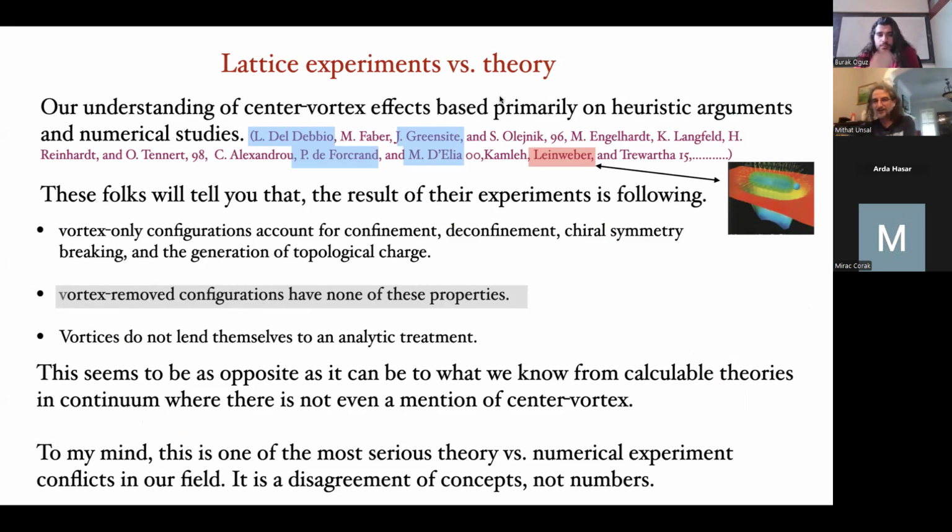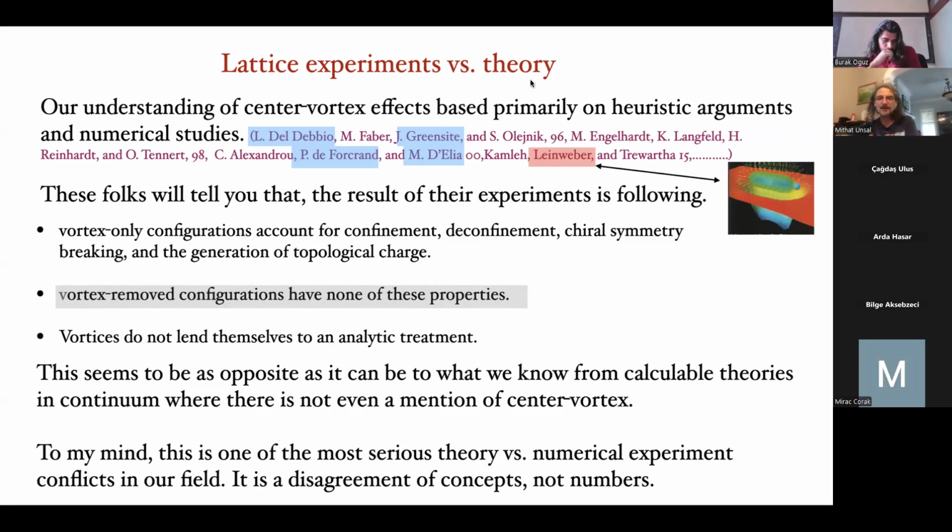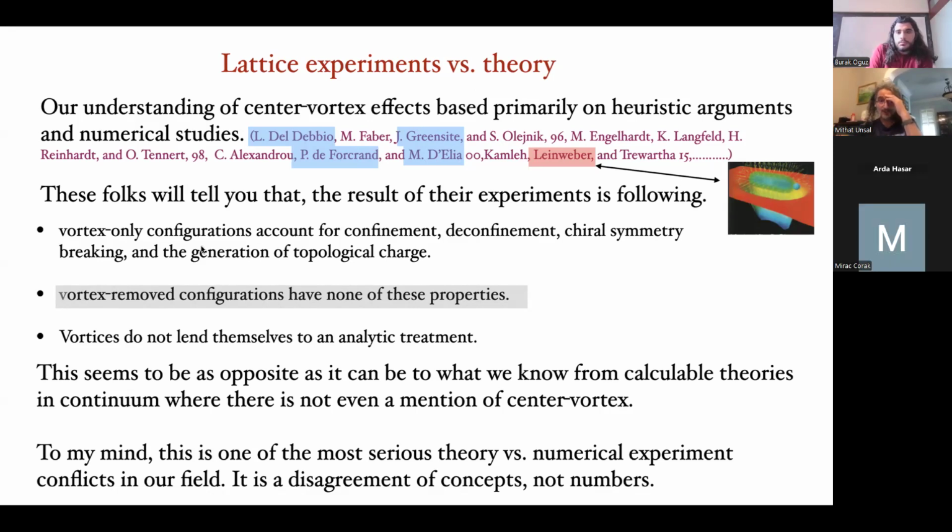Now, let me tell you why at least some portion of the lattice community, not all of them, think that center vortices are very important. As I said, the understanding of center vortices is based mainly on heuristic arguments and numerical studies. Lots of people, and some of them I know in person, I trust them, will tell you the following. If you do simulations and take vortex-only configurations, you can show that they account for confinement, deconfinement, chiral symmetry breaking, all interesting stuff. If you remove center vortices, none of these properties are present, okay? They will also tell you that we cannot show any of these things analytically because they do not lend themselves to an analytical treatment.